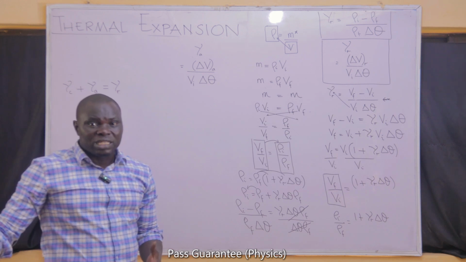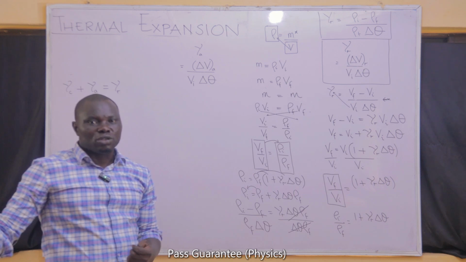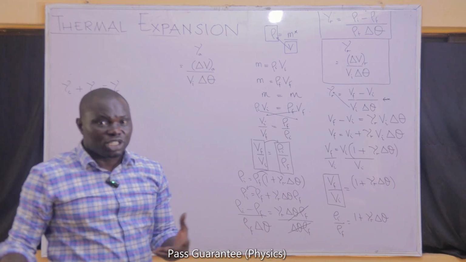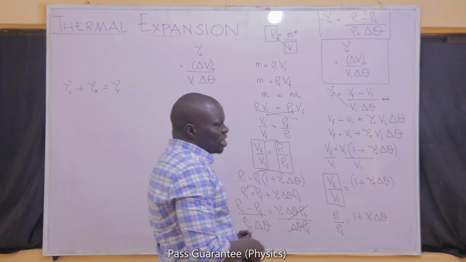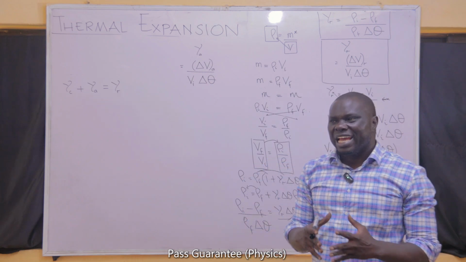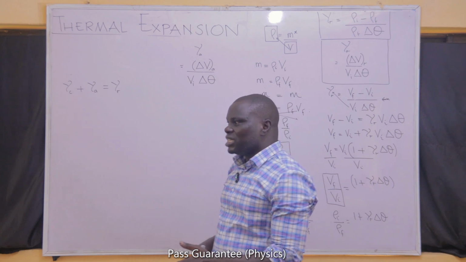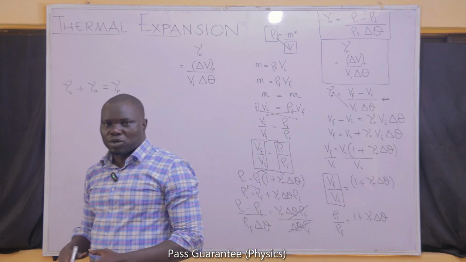If you want to design a machine, and you don't want heat to really affect it, you want the machine to be resistant to it. You want the machine to be such that heat will not in any way affect it. Then you must look out for a material whose expansivity is as close to 0 as possible.